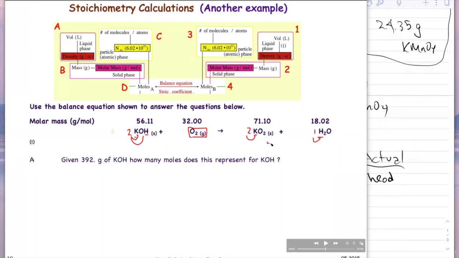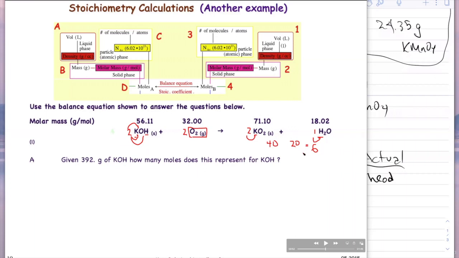I have 4 oxygens here. I've got 2 oxygens here. That's a total of 6. Here I've got 2 oxygens, so I need 4 more. The way I put 4 here is I make that 2. So 2 times 2 is 4. 4 plus 2 is 6. And now that would be a balanced equation.